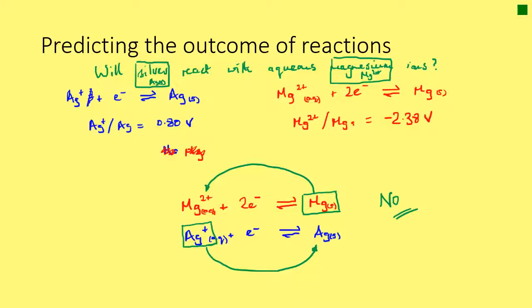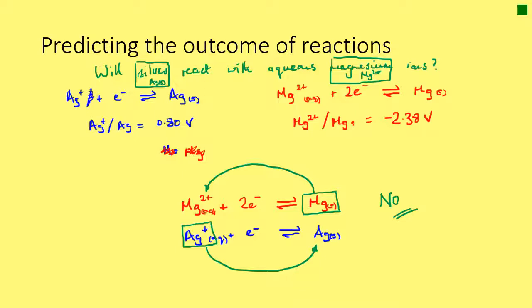Then we go to our electrochemical series to look up the electrode potential of silver, and we would find this sort of listing for silver. It would come out at 0.80 volts. And for magnesium, magnesium 2+ to magnesium metal would come out at minus 2.38 volts.